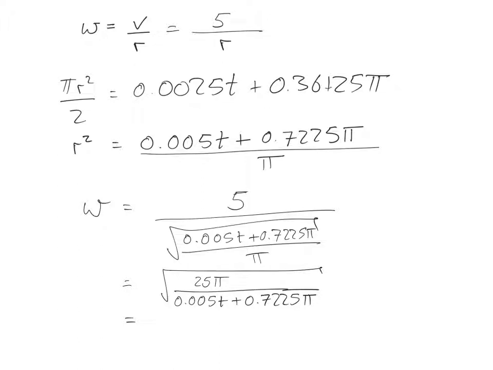And if I divide everything by 0.005, so I get t on its own, I get 5,000 pi on the top over t plus 0.7225 equals 144.5 pi. And there we have our answer.